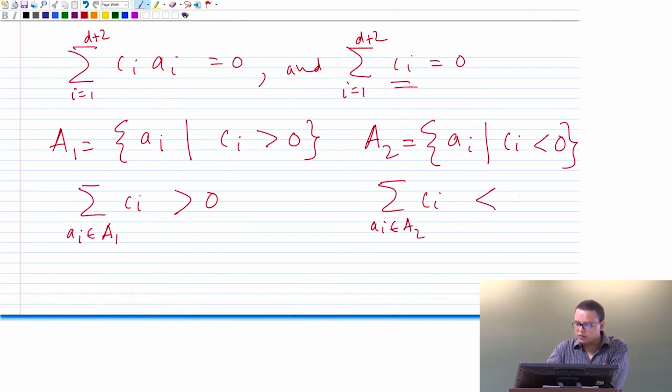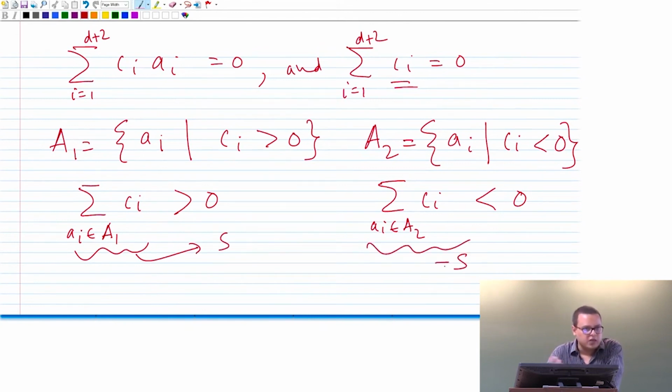This has to be, but they have to be exactly opposite sign. If I say this value is S, then this value will be minus S, because they have to sum to 0. So, now we already have a proof of this theorem that we wanted to get.